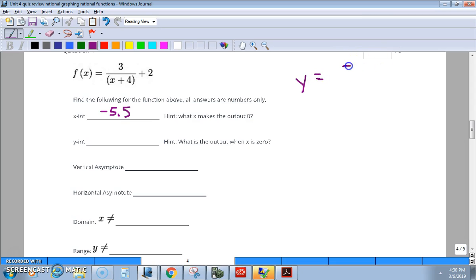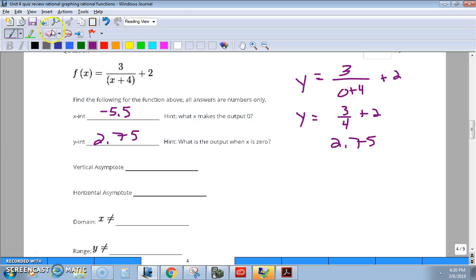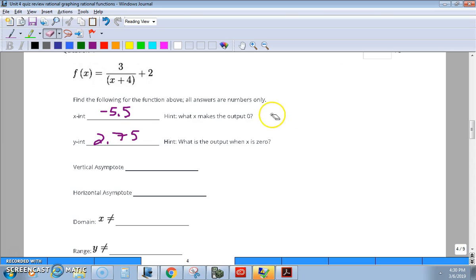So y equals 3 over 0 plus 4, plus 2. So y equals 3/4 plus 2, or I'm just going to say 2.75. So I'll put 2.75 in here. The vertical asymptote, or where does x not exist, is going to be negative 4. I said just the number, right? Negative 4. That's also going to be my domain: x is not equal to negative 4.